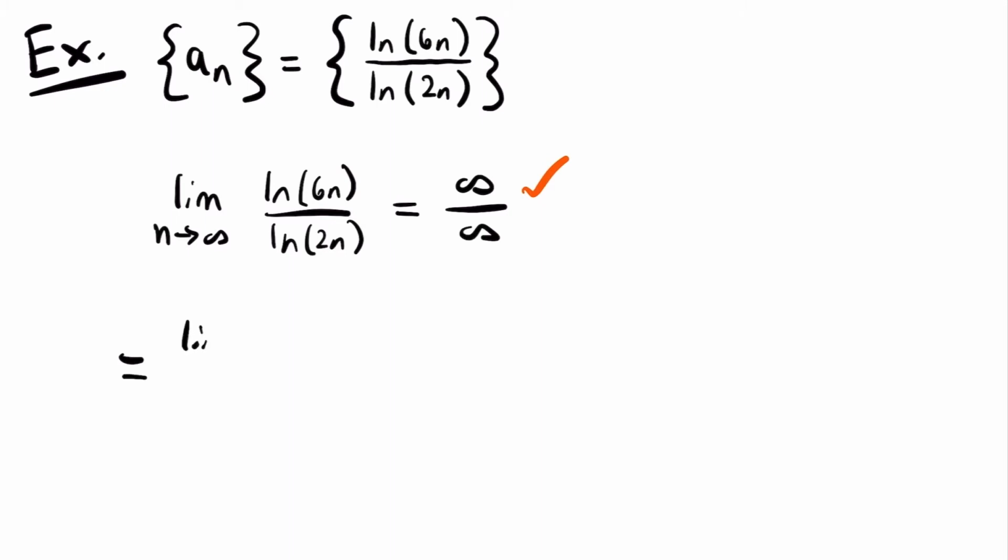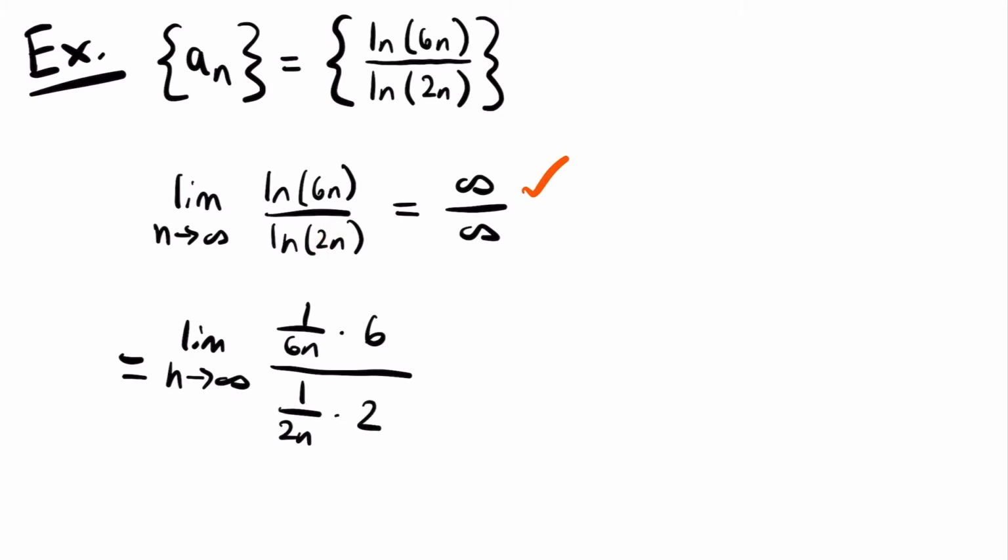And so if we take the derivative of the numerator and denominator separately, we will have that this is equal to the limit as n approaches infinity of the derivative of the natural log of 6n. And remember, when you take the derivative of a natural log function, you will have 1 divided by the inside function times the derivative of that inside function. So we have 1 divided by 6 times n times the derivative of 6n, which with respect to n is just 6. And that will be divided by the derivative of the natural log of 2n, which will be 1 divided by that inside function of 2n times the derivative of 2n, which is going to be 2.